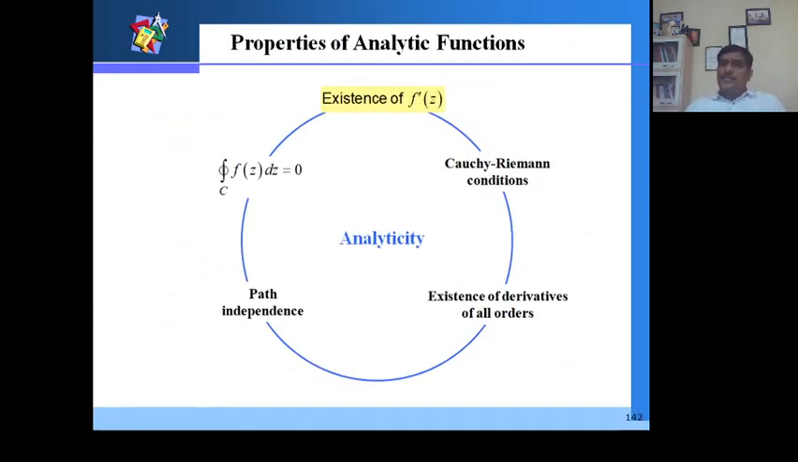Now we will discuss this diagram, which tells us the properties of an analytic function. Here you can see the Cauchy-Riemann equations, which means that it is analytic. It means the existence of derivatives of all orders, which means that it is path independent. If it is path independent, it means the integral upon C of f of z dz is equal to 0. Then the existence of f dash z is Cauchy's condition. These are the properties of an analytic function.